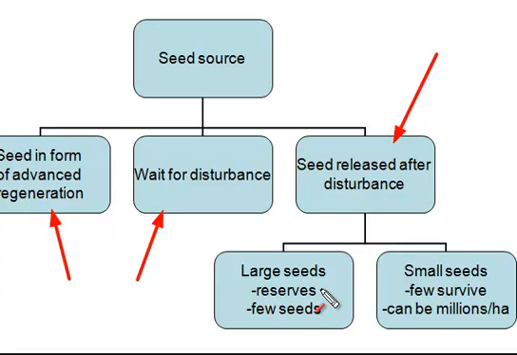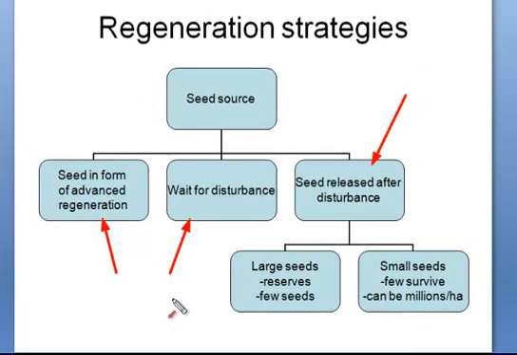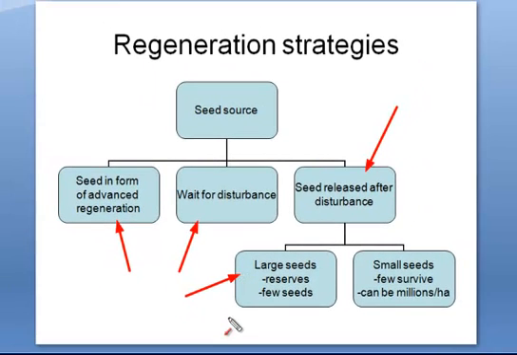And this can be, I'm just trying to think of some good examples. Large seeds, and this would be like, for example, oaks. Large seeds, there are few seeds, and then many seeds. This could be like jack pine after disturbance, where the fire opens the serotinous cones and the seeds come out by the millions, and then we have a return of the forest.